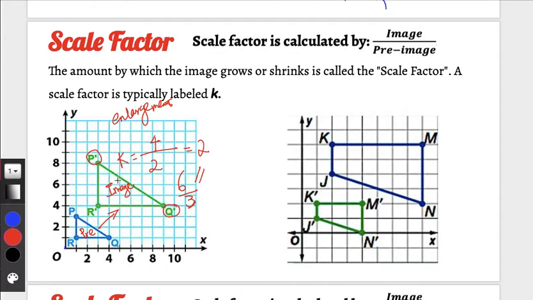However, I wouldn't suggest using P prime Q prime because this slanted line here is not easy to count by units, by spaces. So it's not a good idea.